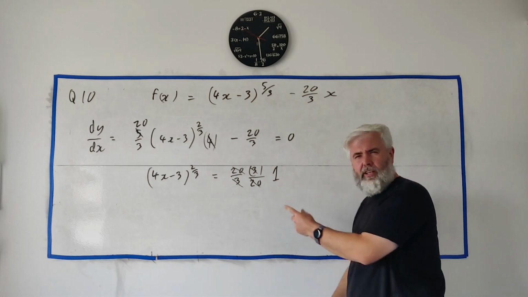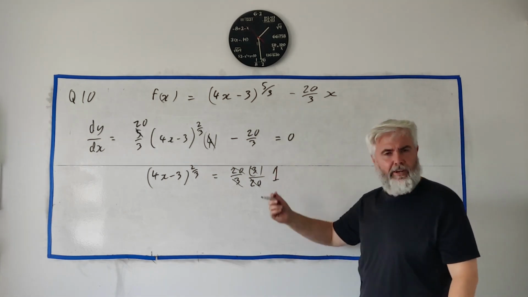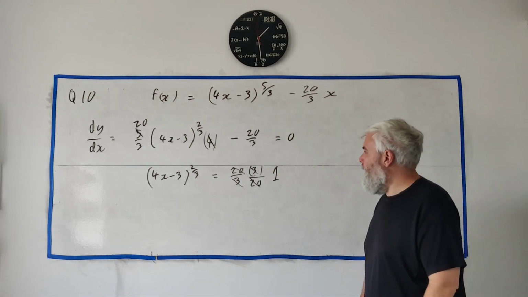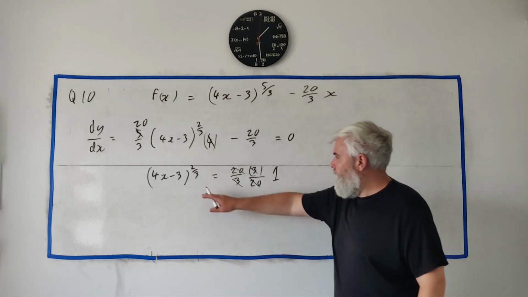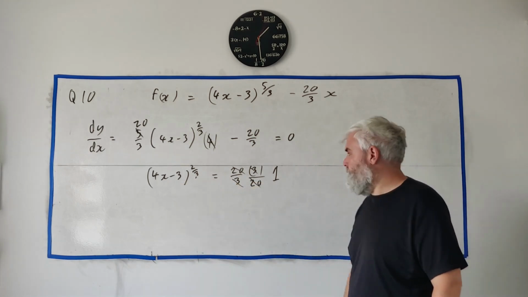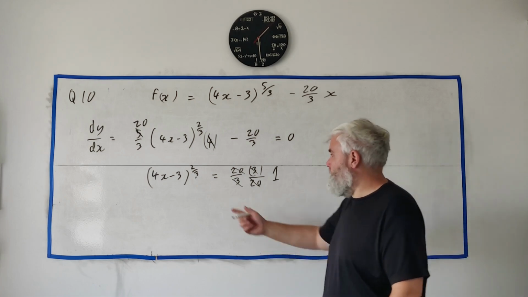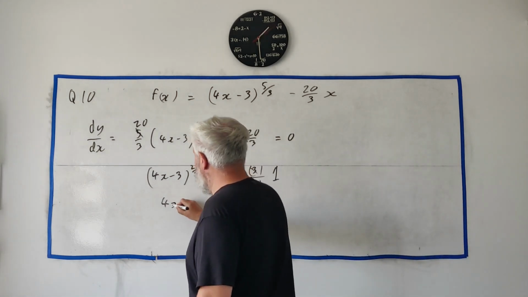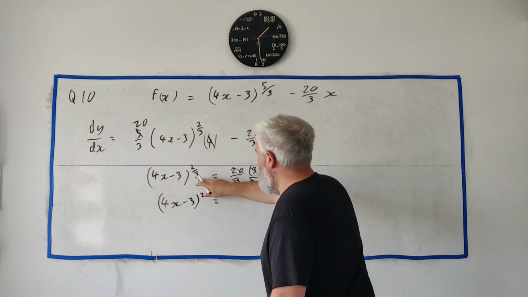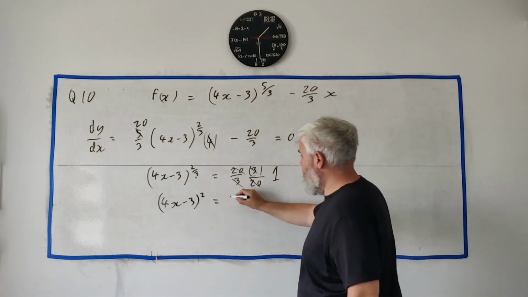Be careful, you're not left with 0 there. Remember, 3 divided by 3 is 1. 20 divided by 20 is 1. So we're left with 1 here. And we have to get rid of these powers. So let's get the cube of both sides. That'll get rid of the 3. 4x minus 3 squared is equal to 1 to the power of 3, which is still 1.